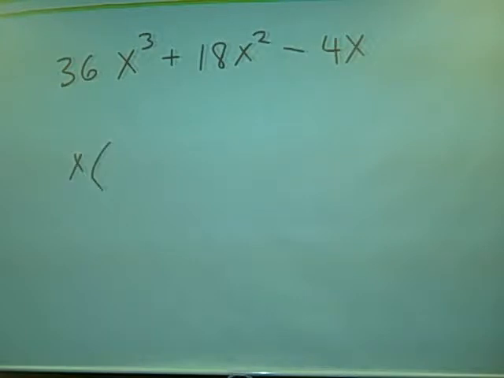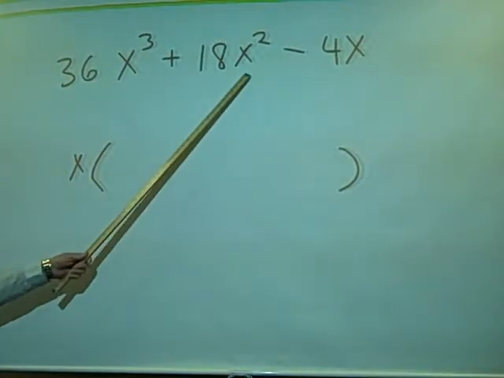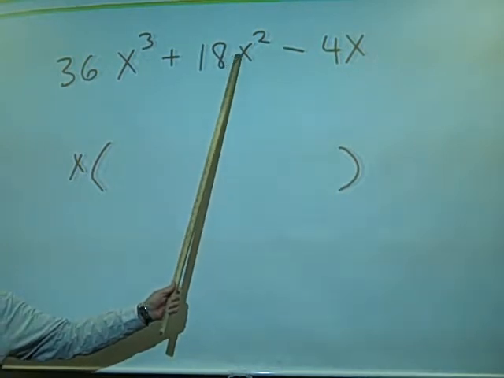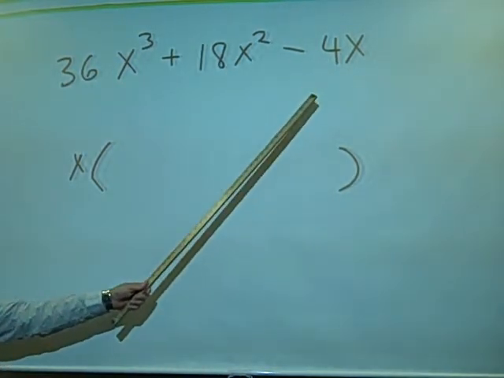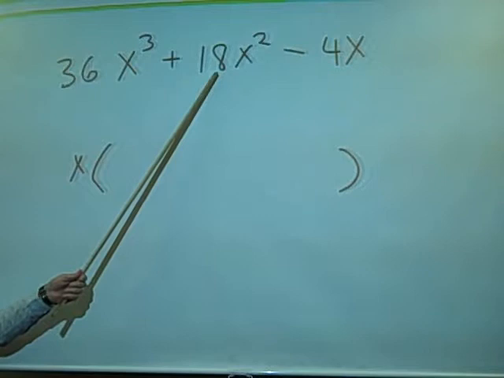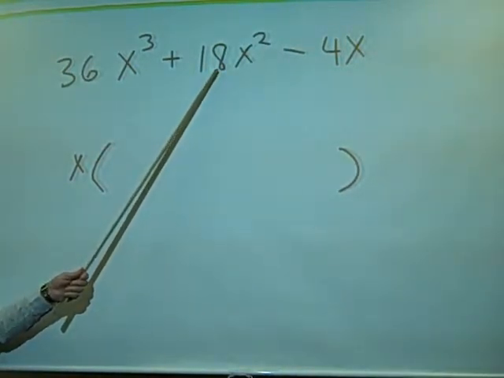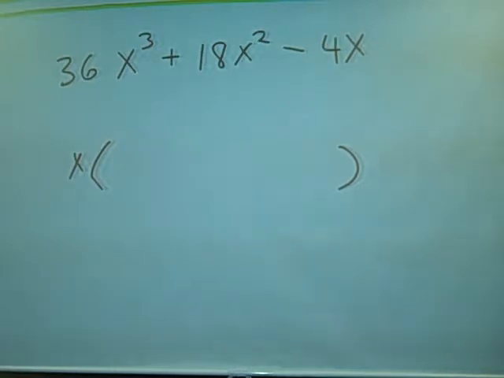How about our coefficients? We know they're all even, right? So we know we can factor out at least 2, but can we go higher? Well, how about 4? 4 times 4, that's only 16, right? So 4 is not, but 2 is, okay? Alright, so we got 2x.